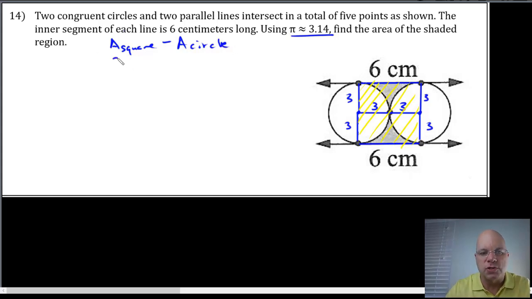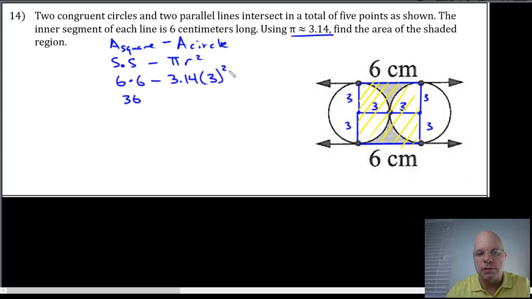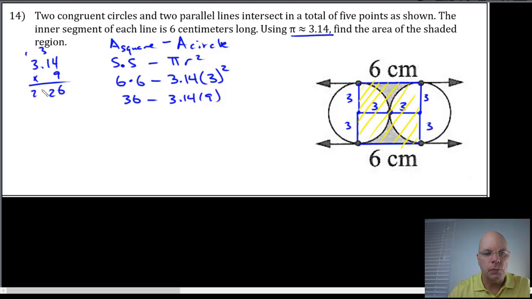The area of the square is just side times side, and the area of the circle is pi r squared. The side of the square is 6, so 6 multiplied by 6 is 36. And then we are approximating pi using 3.14, multiplied by the radius of the circle, 3 squared. So minus 3.14 multiplied by 9. 3.14 multiplied by 9 is 28.26. So 36 minus 28.26.